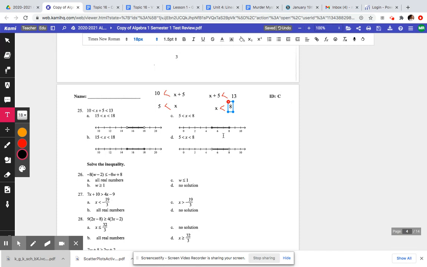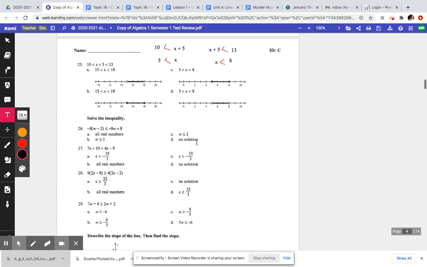So it's C or D, but now we have to look at the graphing. Remember, because it's not less than or equal to, it's going to be an open circle, so D is our option, right? Less than or equal to is when you have a closed circle. If it's just less than or greater than, you have an open circle. Be careful with that as well. So D is your answer for 25.